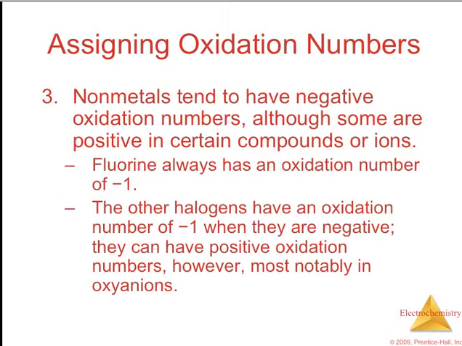You may ask, what's an oxyanion? It would be something like the chlorate ion, chlorate being ClO3-. In this case, each oxygen is -2. I have three of them, so it's a total of -6. Overall, this ion has to have a -1 charge, so that means the chlorine has to be a +5. That's going to be a little weird probably for some of you.